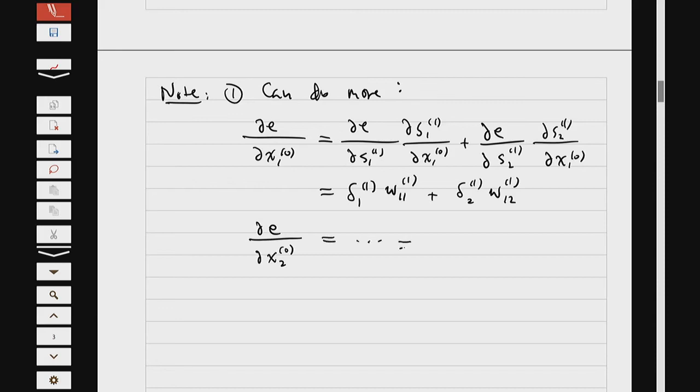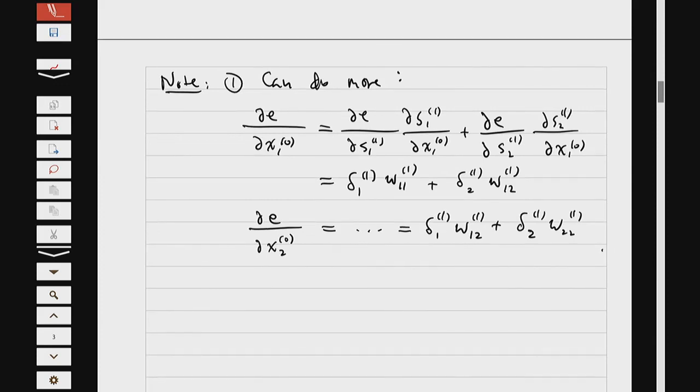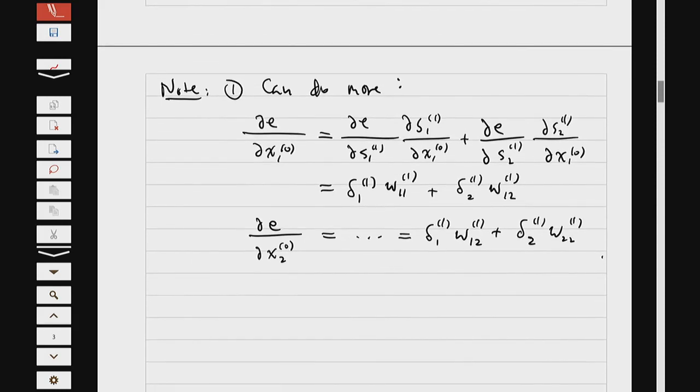Just by symmetry, you can see that this is equal to delta 1 of 1 times W12 of 1, plus delta 2 of 1 times W22 of 1. Which one? Oh yeah, thank you. This is W21, of course, from the second input to the first neuron. Good. Thank you. Very good.